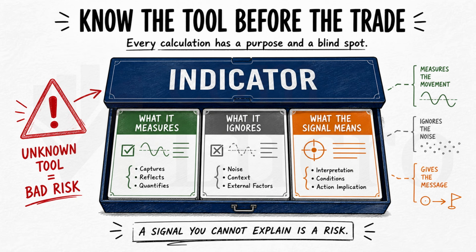But picking an indicator is only half the work. Before you use one in a live operation, you need to understand how it is built. Every indicator has its own calculation and its own blind spots. Learn what it measures, what it ignores, and what its signals actually mean, because using a tool you don't understand is how good traders end up taking bad risks.